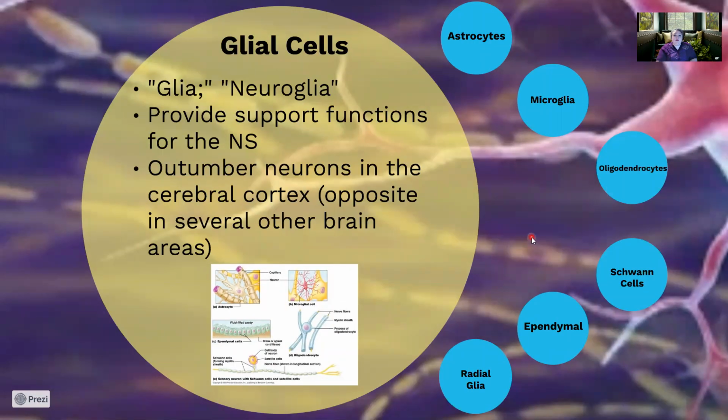Okay, so that covers all of the glial cells that we need to know for this class. And again, this image that we blew up in the beginning is a really great image to go back to just for a quick snapshot of the different types of glial cells. And in general, just remember that they are there to provide support functions for the nervous system.